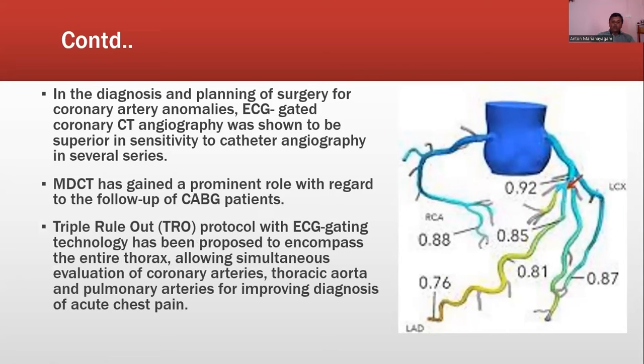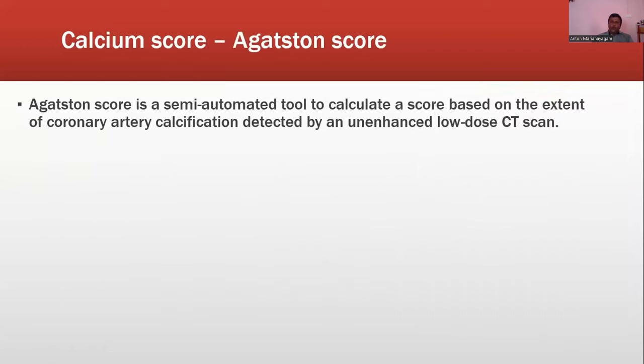Another one is the triple rule-out protocol with ECG gating. If a patient comes with chest pain, and if we suspect different causes such as pulmonary embolism, thoracic aortic dissection, or acute coronary syndrome, we can manipulate the protocol and contrast injections so that in one CT, we can see all three pathologies and we can exclude confidently if there are no such killing pathologies in the patients. Very useful. So the basic thing we do with ECG-gated cardiac CT is calcium scoring.